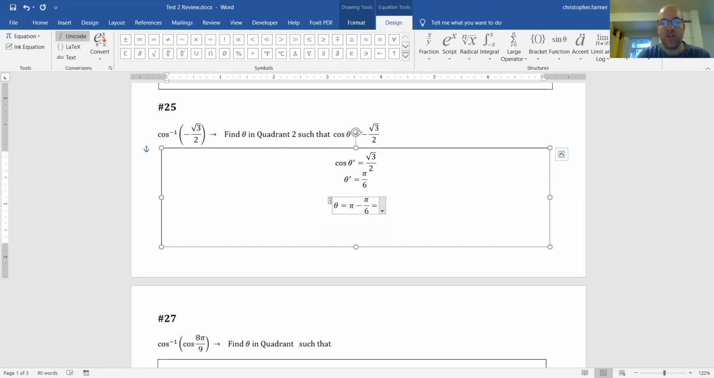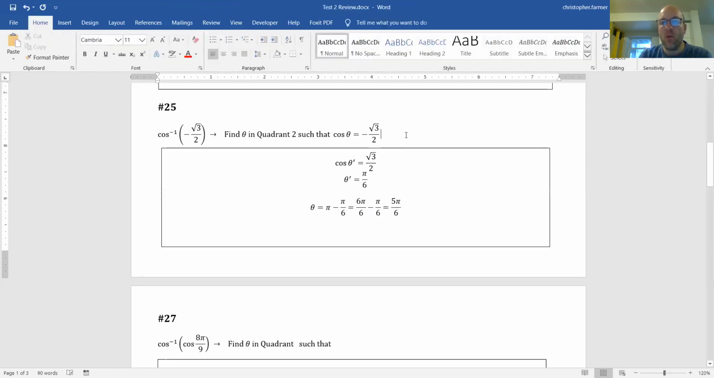We're a little bit short of that, so we have to subtract away that reference angle. And when we do that subtraction, hopefully you've done this a million times so you don't have to write this out, but you get a common denominator by putting pi as 6 over 6, and you do your subtraction, and you're going to be left with 5 pi over 6.